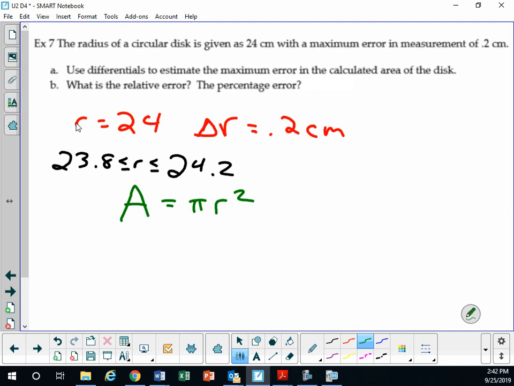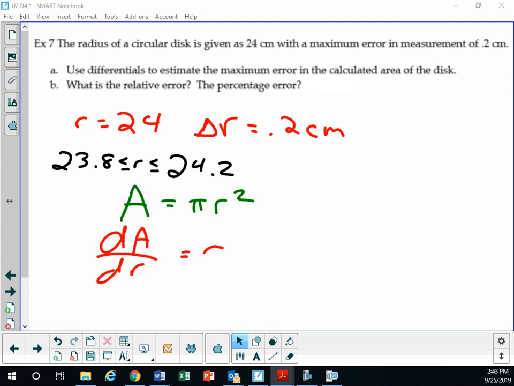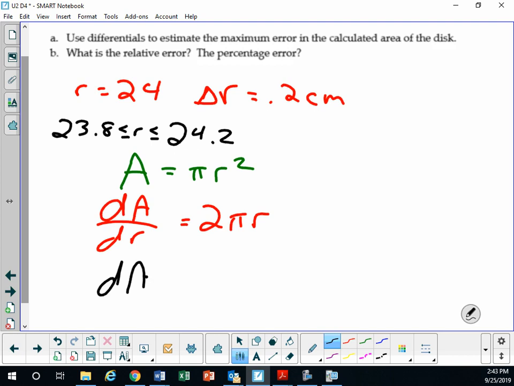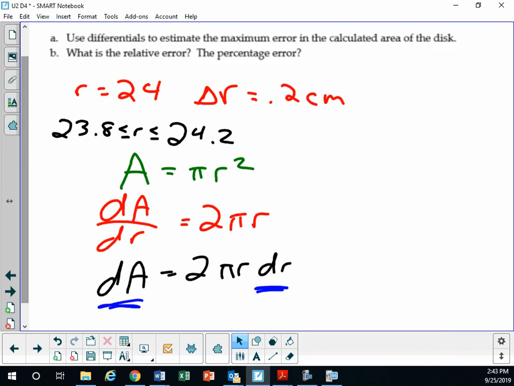Let's talk about differentiating this. Ladies and gentlemen, when I'm differentiating this, I'm not going to call it A prime, I am going to call it dA/dr. There's a reason for that. dA over dr is the same thing as A prime, but you're really going to want to write dA/dr today. dA/dr is equal to 2 pi r. So the derivative is 2 pi r. If I write it as dA over dr, dA equals 2 pi r dr. Ladies and gentlemen, if you look, these right here are your delta x's and delta y's, or delta r's and delta A's. They're your change-ins.